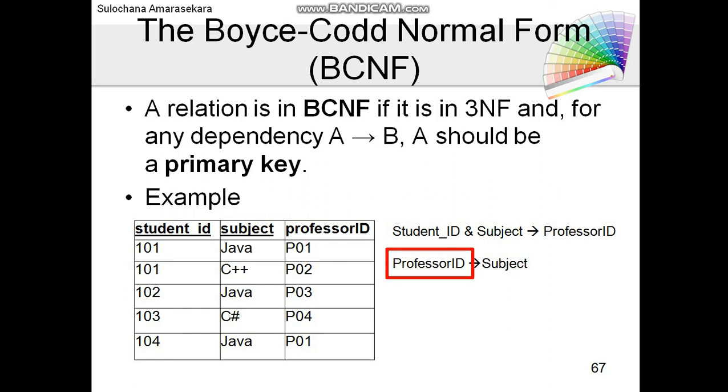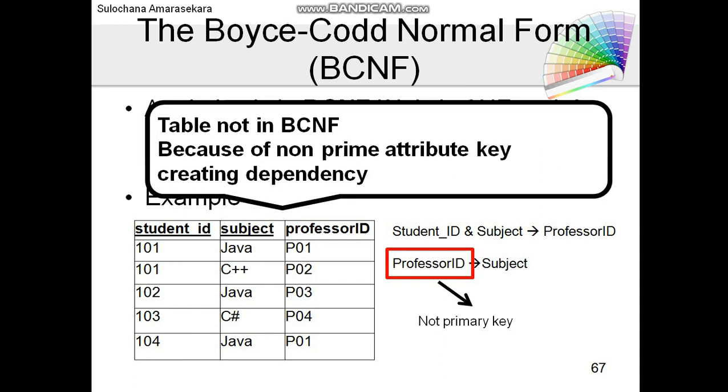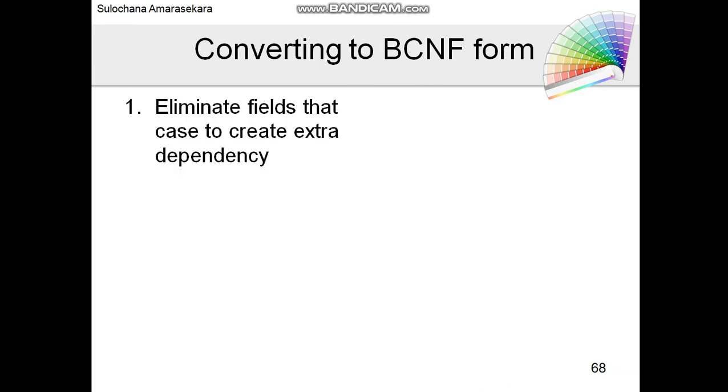According to Boyce-Codd normal form, every determinant must be a primary key. But here professor ID is not a primary key. Because of that extra dependency, the table is not in Boyce-Codd normal form. If so, we need to convert this table into Boyce-Codd normal form.